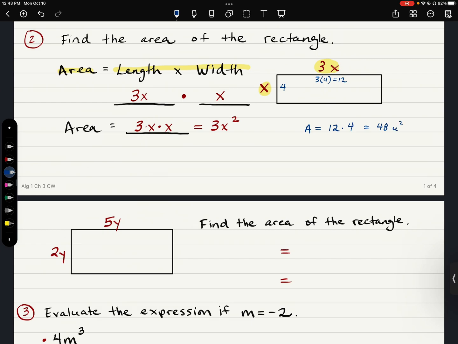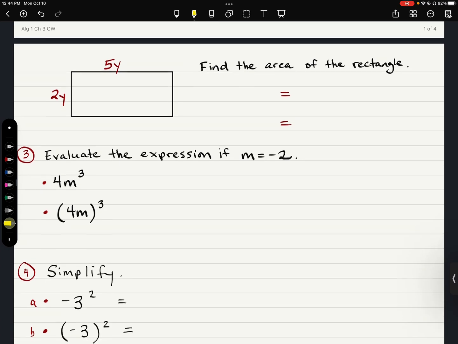And if I took my expression here, I said that the area is also equal to 3x squared. Now, if I take that 4 that I plugged in for x, and I plug it in for the x in this expression, I'm going to have 3 times 4 to the second power. Now remember, that's like saying 3 times 4 times 4. So I want to do the 4 squared first, which is going to give me 16. And 3 times 16 also gives us 48 square units. So since we get that same product, we know that we are correct.